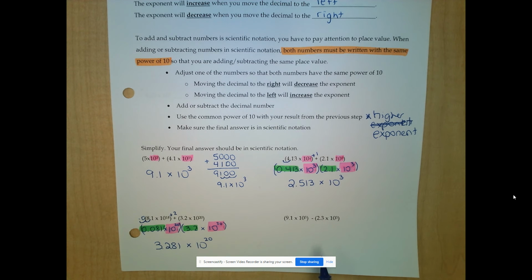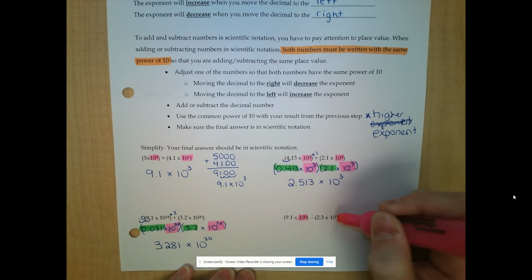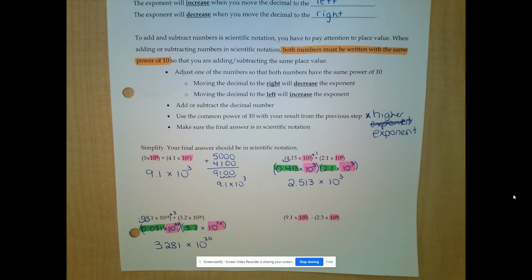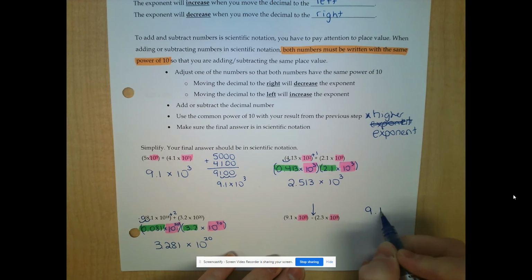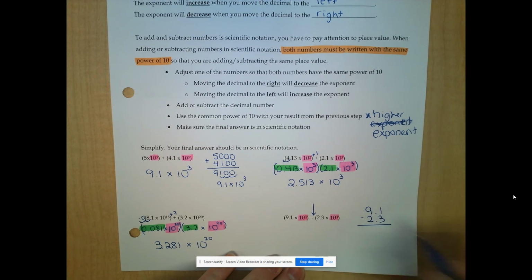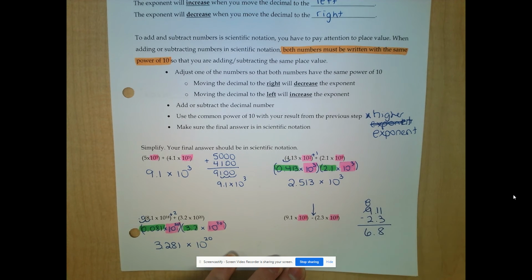Now, the last one is subtraction on this page, and it's the same idea. First, I want to look for the power of 10. This one has 10 to the third, and this one has 10 to the third, which is great. That means they're ready to subtract. Pay close attention, right? 9.1 take away 2.3. When I do that subtraction, if I can do it in my head, great. This one requires regrouping. So 11, 10, 9, 8. 8 take away 2 is 6. So when I subtract, I get 6.8 times 10 to the third. And again, that power of 10 stays the same.